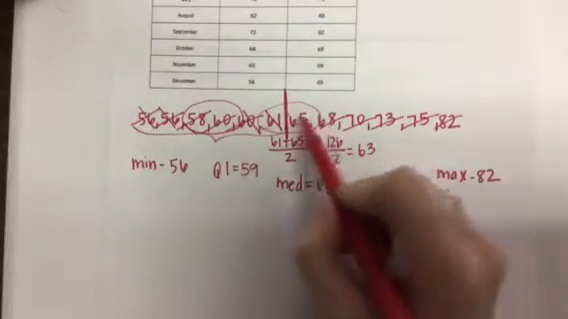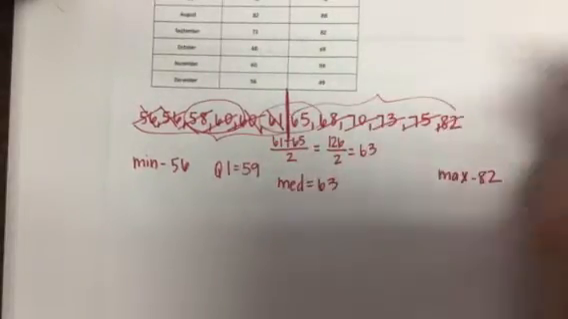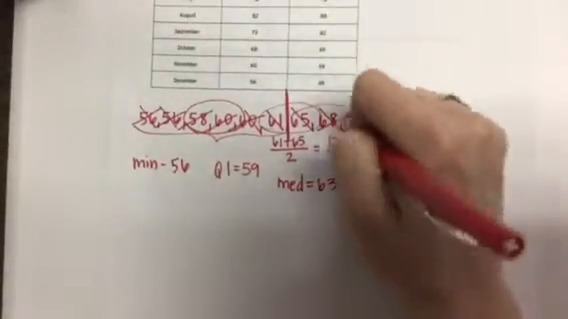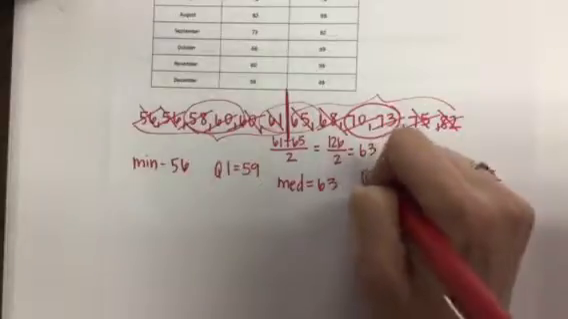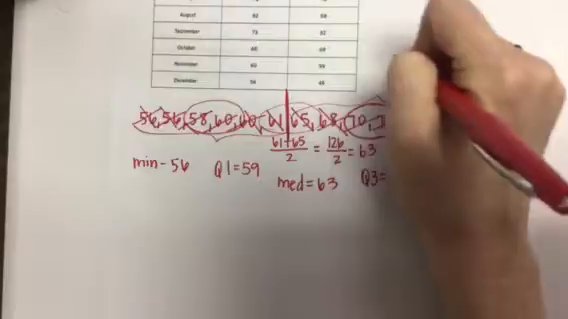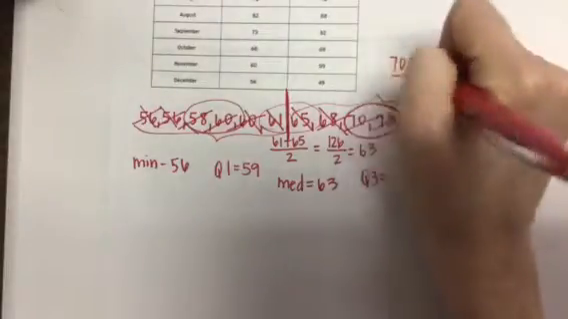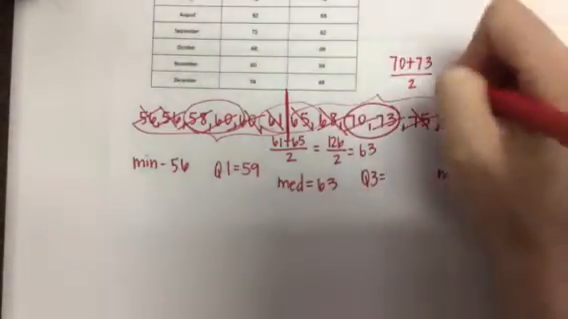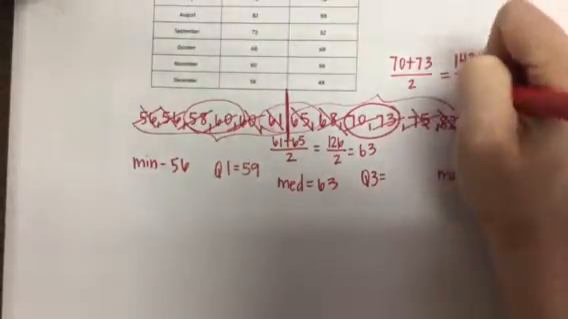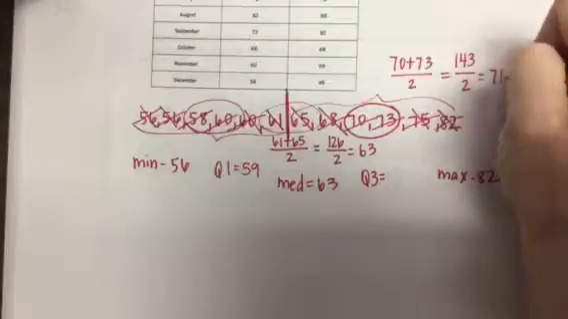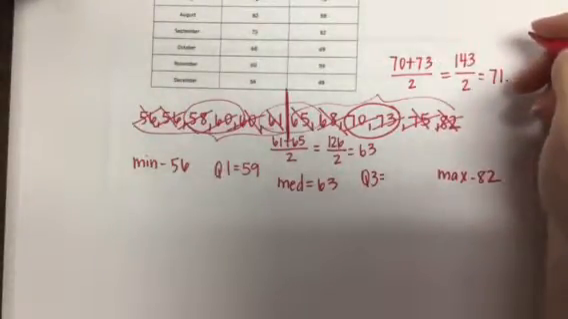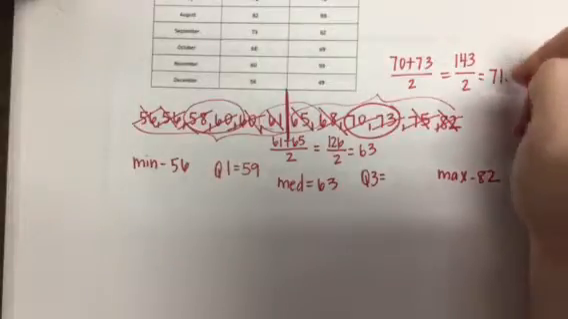So then I'm going to look at the numbers on the high end here, and I'm going to cross off a low one and a high one until I reach these 2 numbers in the middle. And that's going to be my Q3. I need to add 70 and 73 together and divide it by 2. And that gives me 71.5.